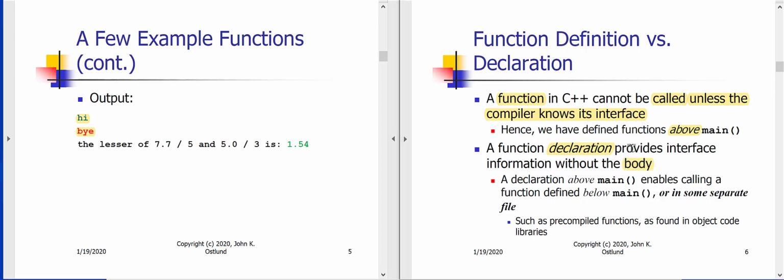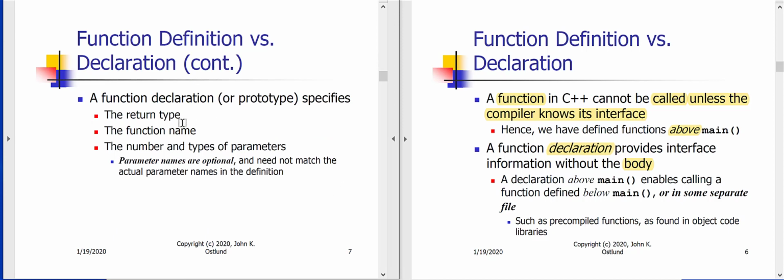Now, a declaration just consists of the interface information. That is, a declaration consists of the return type, the function name, and the number and types of parameters that the function takes. And that's all we need. We can, if we wish, specify names for the parameters, but that's optional. It turns out that if we specify parameter names in a declaration, they're really just treated as documentation.